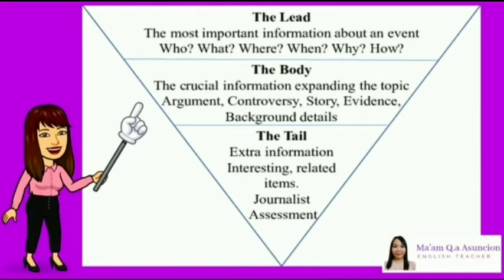In general, news stories are organized using the inverted pyramid style, which means that information is presented in descending order of importance. The lead as the most important information about an event, the body as the crucial information expanding the topic, and the tail as the extra information. We're going to discuss these further. Inverted pyramid allows the audience to read the most crucial details quickly. More than a century ago, the inverted pyramid style remains the basic formula for news writing.